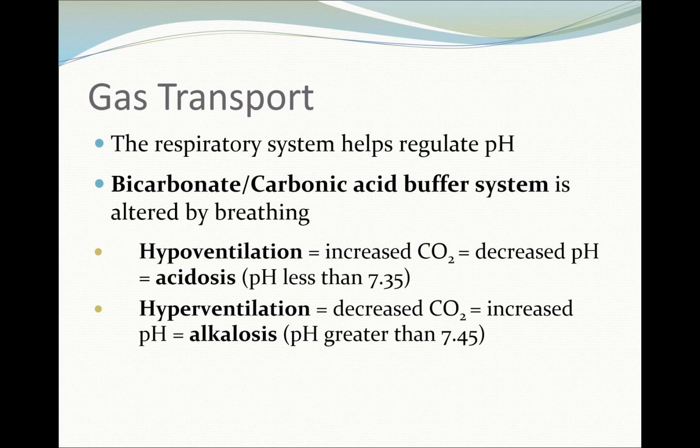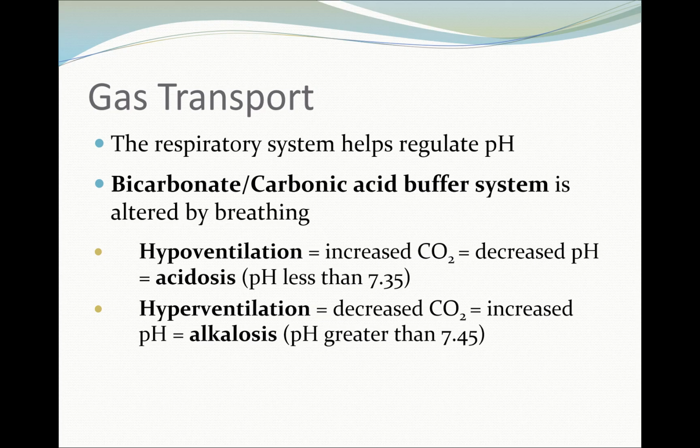All right, so here's the respiratory system helping to regulate pH. The bicarbonate carbonic acid buffer system is altered by breathing. Hypoventilation and hyperventilation both have an effect on pH. So hypoventilation is decreased breathing levels, right? And so that's going to lead to an increase in carbon dioxide because we're not able to breathe that out. What that's going to do is decrease our pH and can lead to acidosis if our pH becomes less than 7.35.